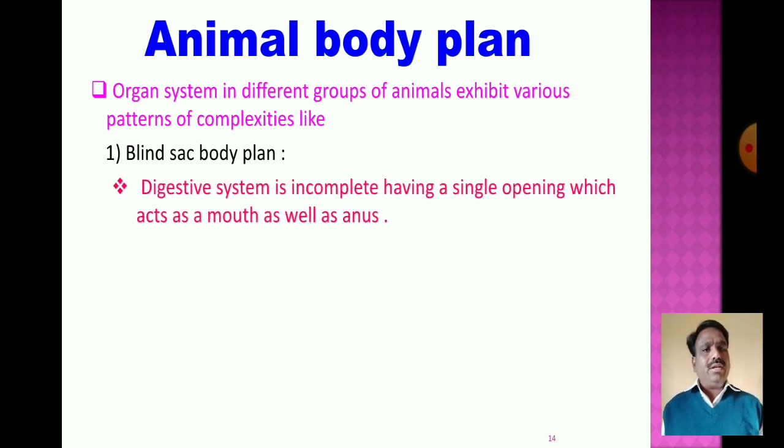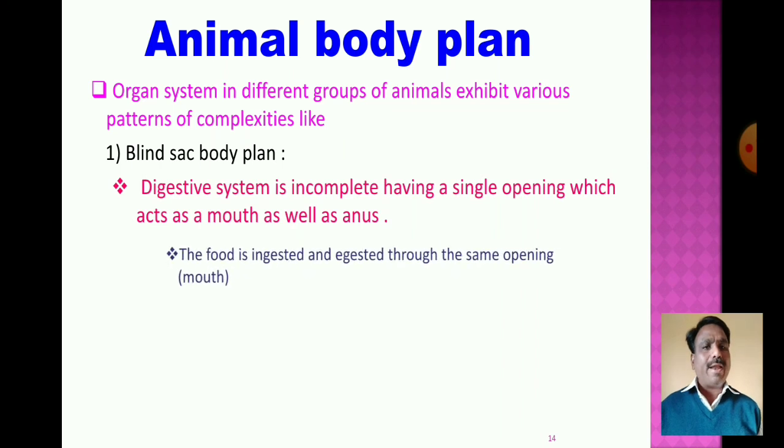A digestive system that is incomplete, having a single opening which acts as mouth as well as anus, is known as the blind sac body plan. Both the mouth function and the anus function are performed by the single opening.